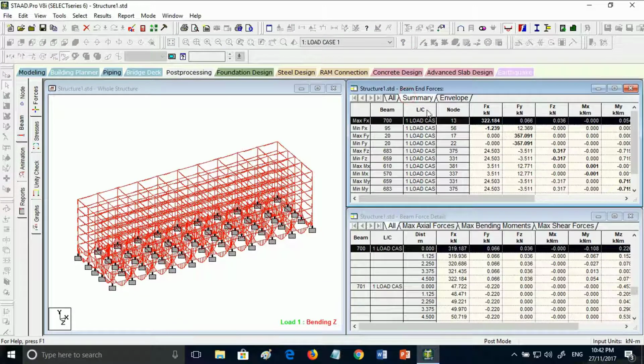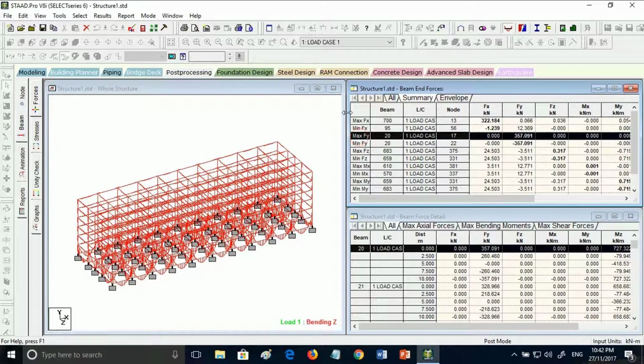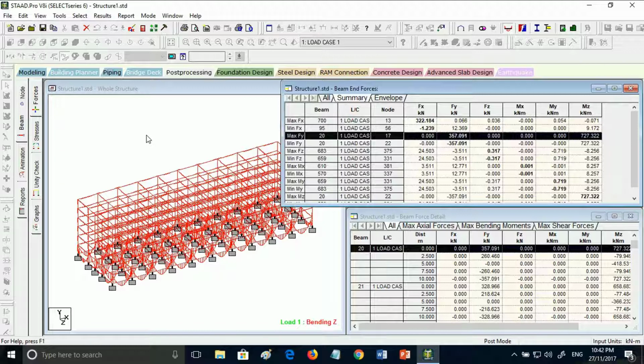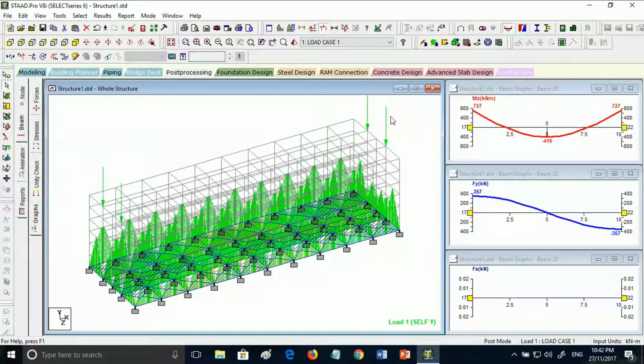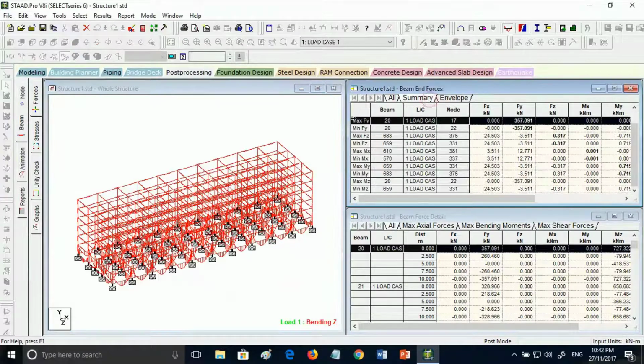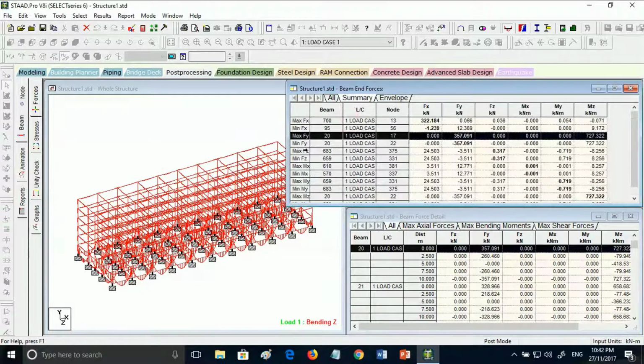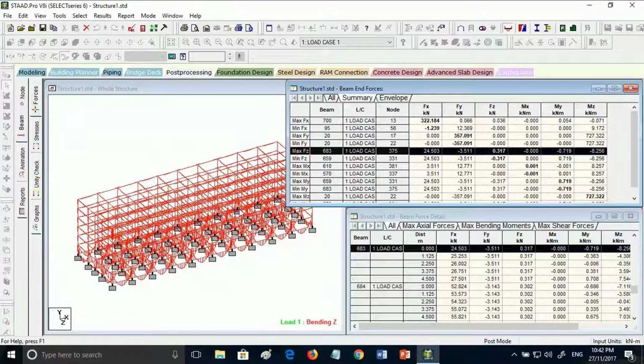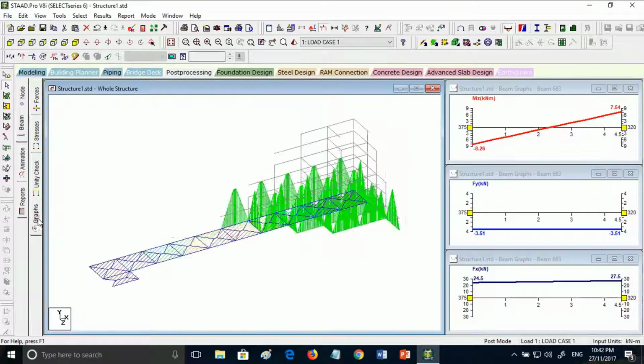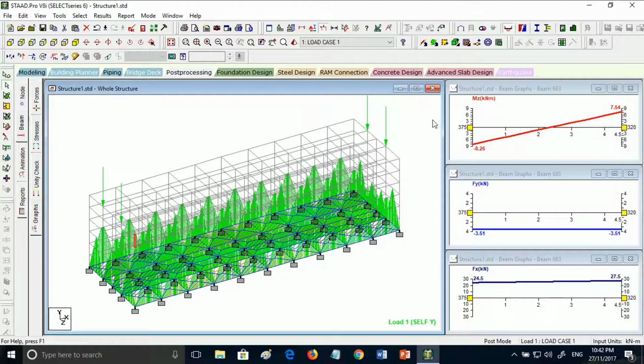Next, the maximum value of force in the Y direction will be at beam number 20 with the value of 257.09, and this will be the shear force diagram and also bending moment diagram. For maximum force in the Z direction, it will be at beam 683, and the value is as follows. And this will be the shear force diagram and also bending moment diagram for beam 683.